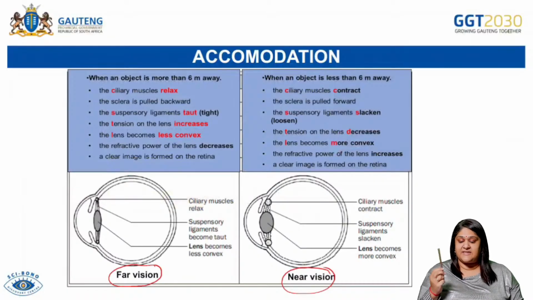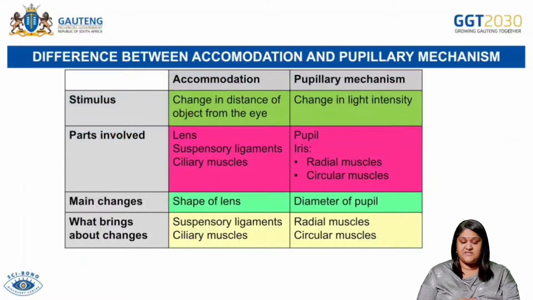The ciliary muscles contract, the sclera is pulled forward, the suspensory ligaments slacken, the tension on the lens decreases, the lens becomes more convex, and the refractive power on the lens increases, and a clear image is formed on the retina. We have seen questions where they've asked you to draw this, so make sure that you understand what is happening. Okay, this is just a table that gives you the difference between accommodation and pupillary mechanism, the different things that happen, the different parts that are involved.